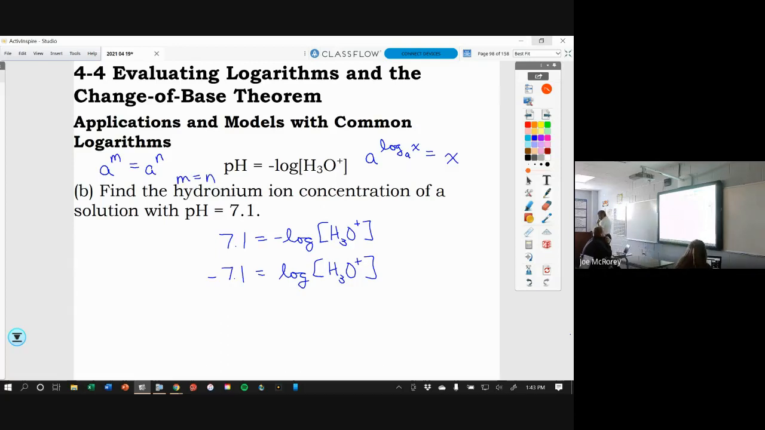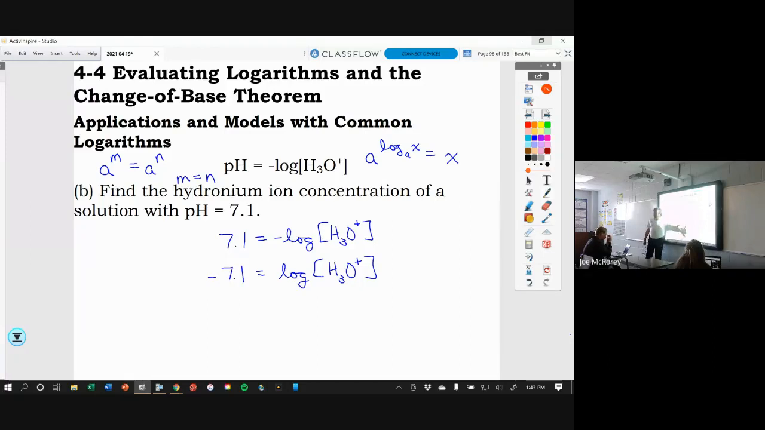Okay. So here's what's going to happen. On the right side, what is the base of that logarithm? What's the base of this logarithm? What number's right there? 10. Right? So this is log base 10 of whatever this thing is, okay? This is just a negative 7.1.